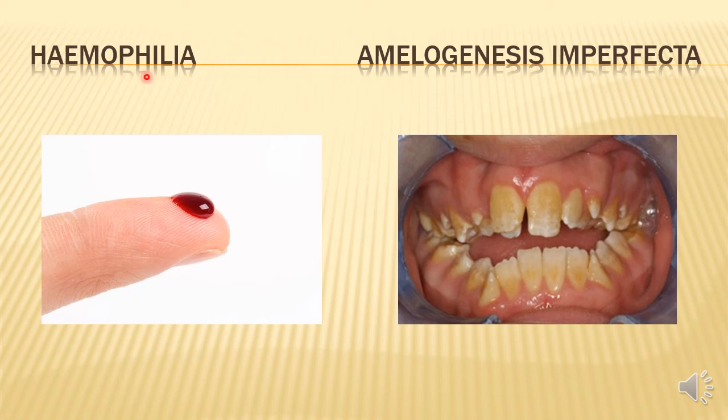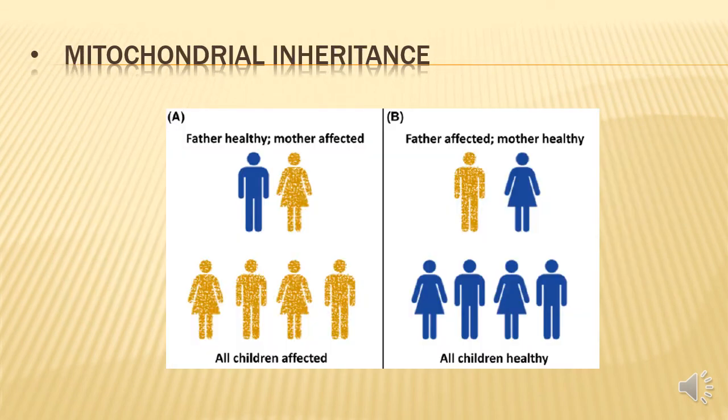Hemophilia is the well-known example for X-linked recessive inheritance pattern. Another example for this inheritance pattern is amelogenesis imperfecta. Now let's look at another pattern of inheriting genetic diseases which was not described by Gregor Mendel. It is mitochondrial inheritance. As the name implies, the mutation will be on a mitochondrial DNA molecule.